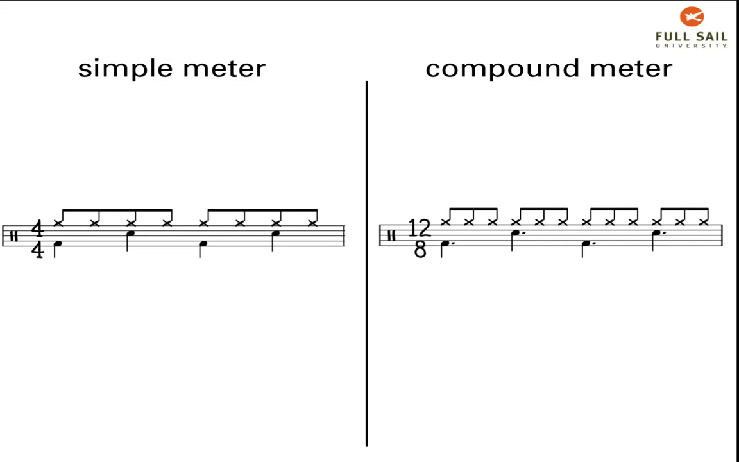Now let's compare 2 drum beats, one in 4/4 and one in 12/8. First, I'll play the one in 4/4. Listen to the hi-hats to keep track of the 2 divisions in each beat. Next, I'll play the drum beat in 12/8. Listen to the hi-hats to keep track of the 3 divisions in each beat.